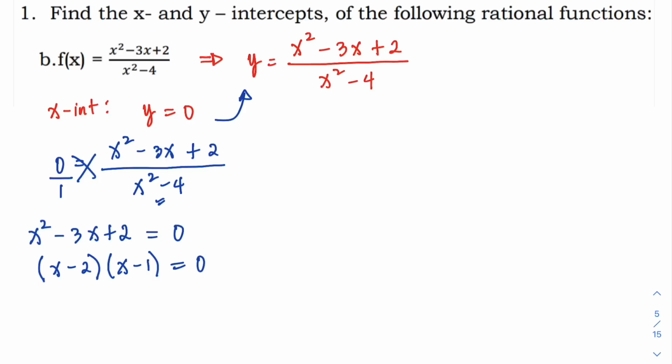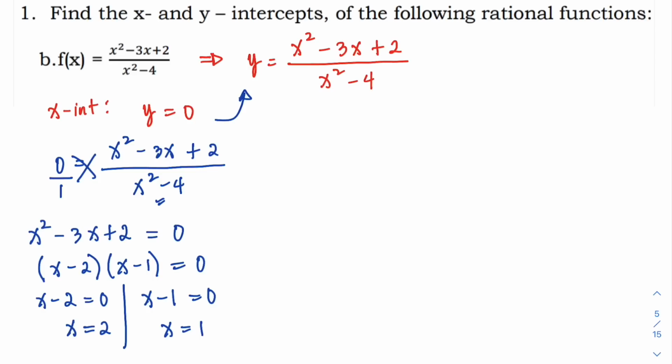Tama? Then, solve for x. So, pwede nating i-apply yung ating zero product property. So, i-equate natin si x minus 2 to 0. So, ang value ng x natin dito is equals to positive 2. Tama? Then, equate natin si x minus 1 to 0. Then, solve for x. Ang value ni x dito is equals to positive 1.